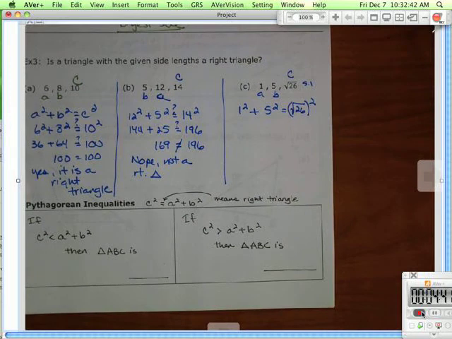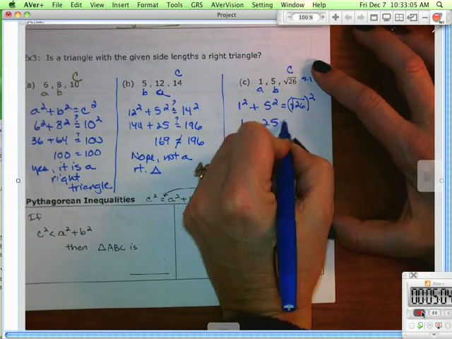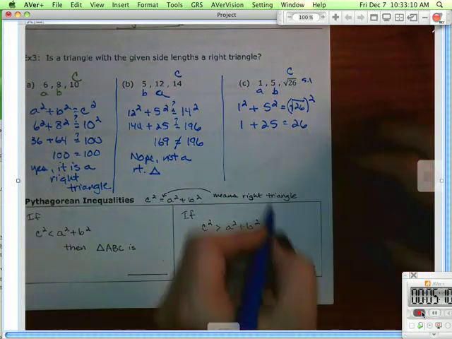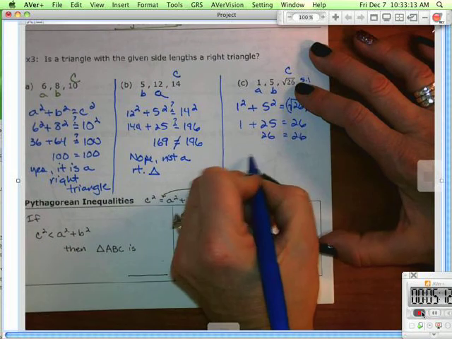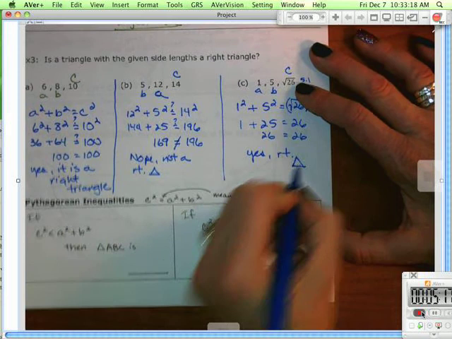Maybe you know where this is going. What undoes square root? Squaring. The opposite of square root is squaring. So they cancel each other out, and I'm left with what number? 26. I'm left with 26. Square root and squaring cancel each other out, so this is actually what I end up having. Is that a true statement? Yes, so this is a right triangle. It's a right triangle, okay?